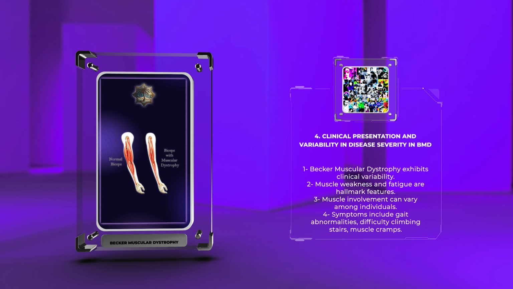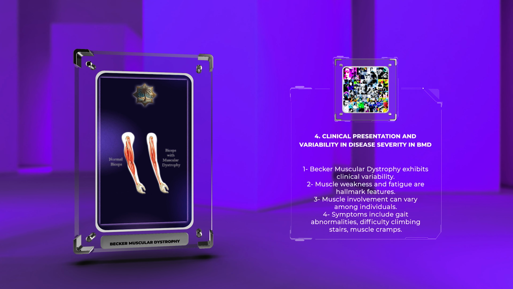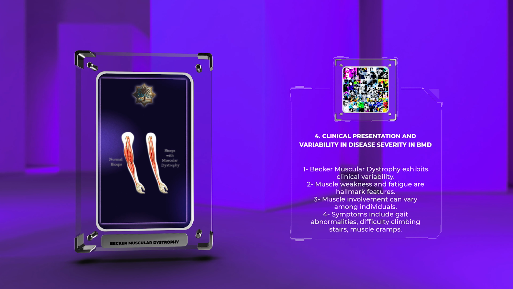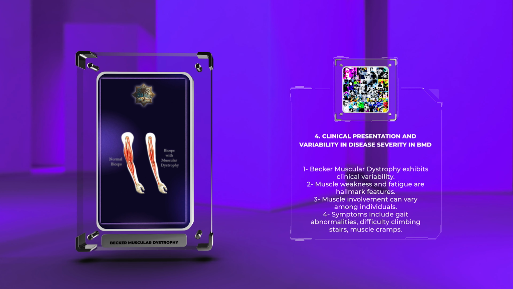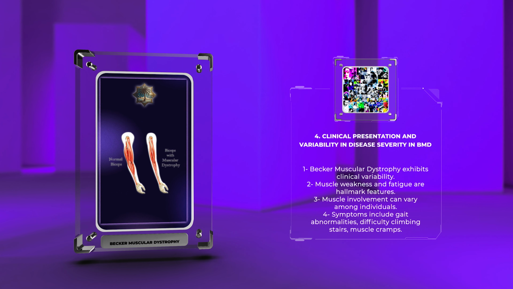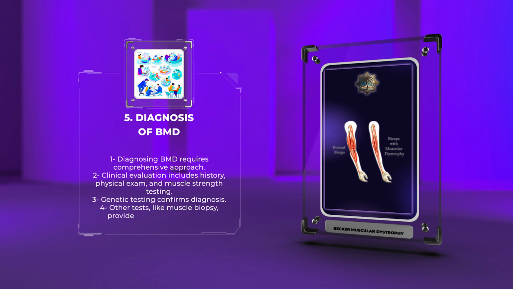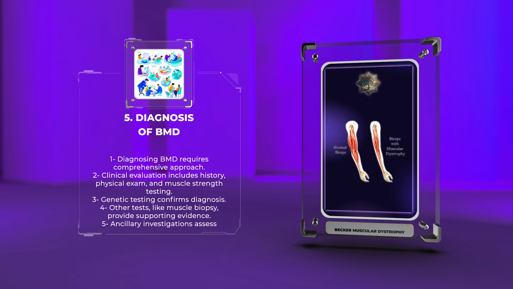The phenotypic variability in BMD can be attributed to various factors, including the type and location of the dystrophin gene mutations, the production of truncated but partially functional dystrophin proteins, differences in the compensatory mechanisms within muscle cells, and the presence of modifier genes. Diagnosing BMD involves a comprehensive approach encompassing clinical evaluation, genetic testing, and ancillary investigations.